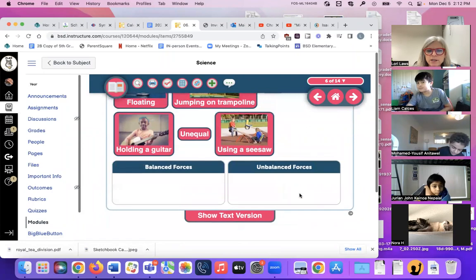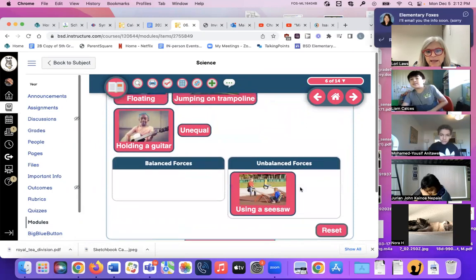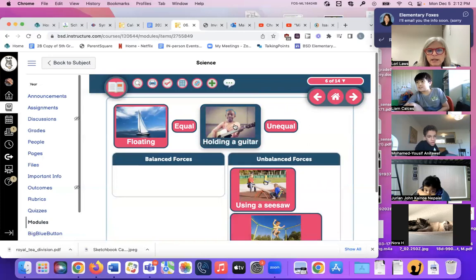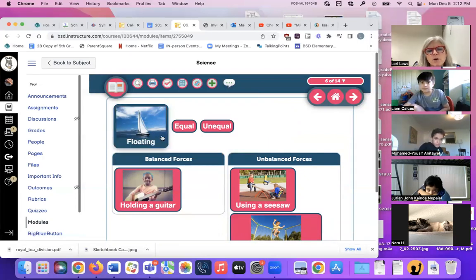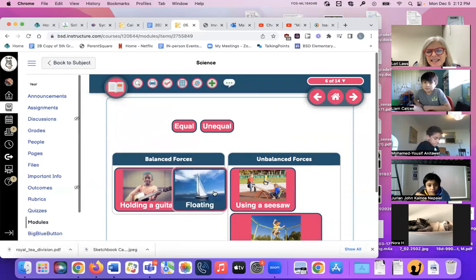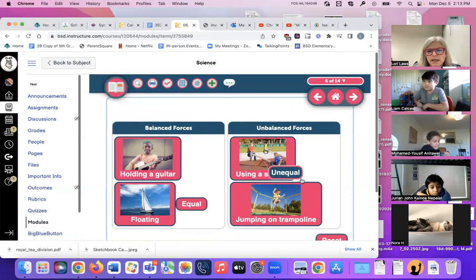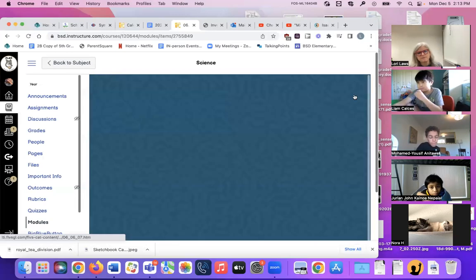In the end, unbalanced forces are the ones where something moves, like using a seesaw, although honestly, they're kind of balanced with each other. Jumping on a trampoline, a kid is going up. Holding a guitar is pretty balanced. It's just sitting there. In this case, the floating is balanced, but the boat moving forward is unbalanced. So it's kind of hard to say. But it's just floating. I know it doesn't say sailing, it says floating, so I think it goes here. These are equal and these are unequal. Okay, submit. Correct. We got it all right.